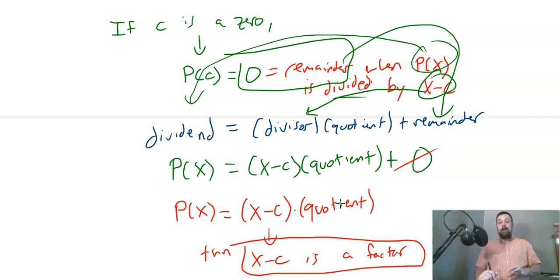Now, if the remainder is still there, this isn't factored because you have two terms. You have this plus this. You have two terms. That's not factored. But with the remainder being 0, it disappears. You end up with just two things being multiplied together, so they are factors now. Two things being multiplied means you factored. And so x minus c is one of those factors. The quotient would be the other one.